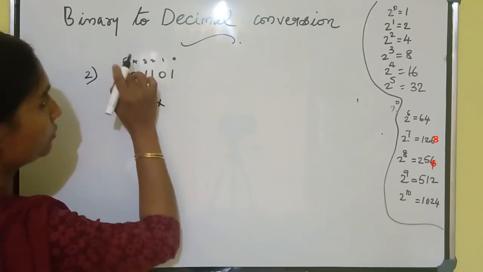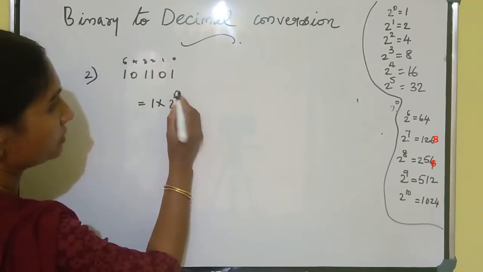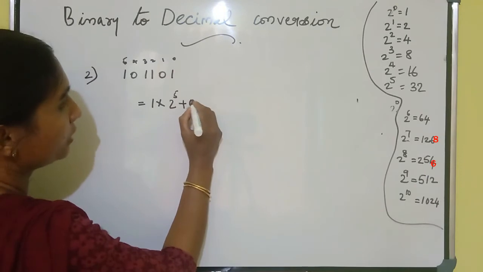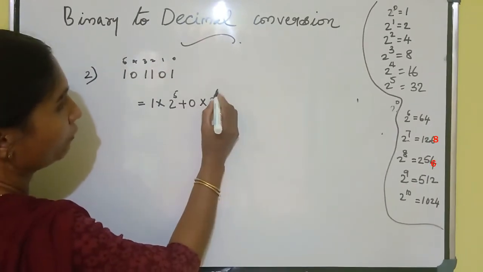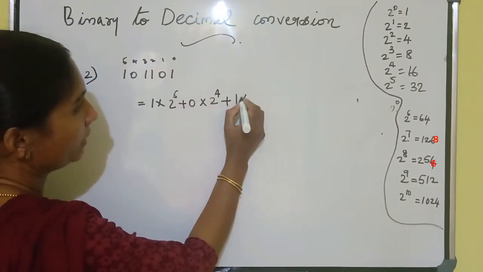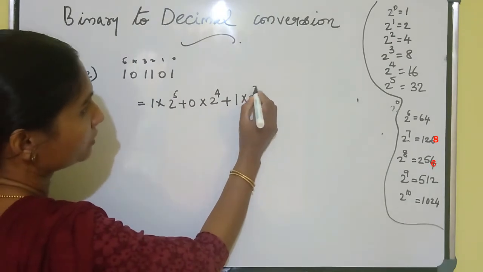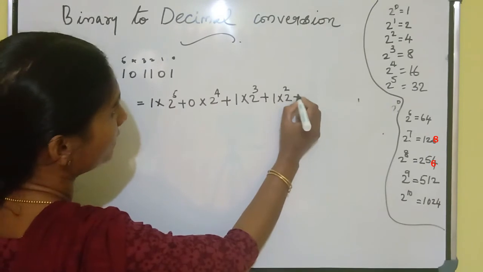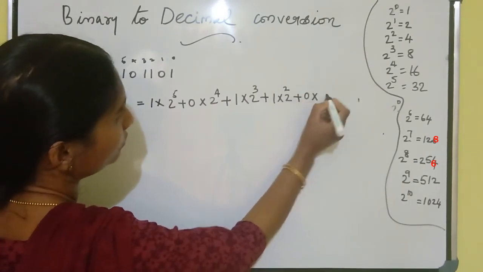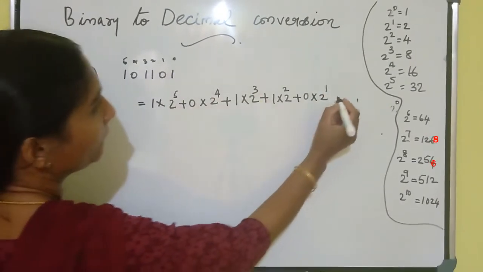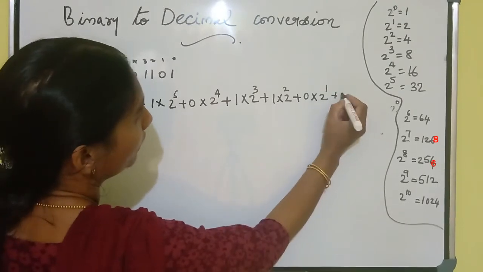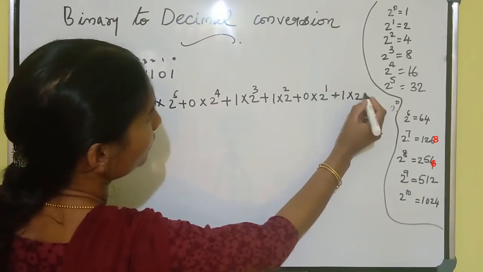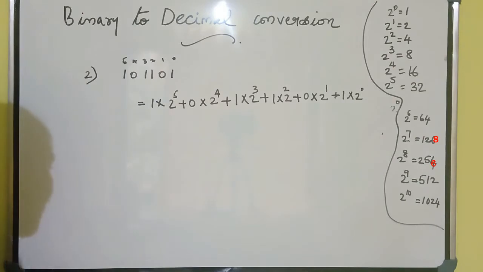1 into 2 raised to 5, plus 0 into 2 raised to 4, plus 1 into 2 raised to 3, plus 1 into 2 raised to 2, plus 0 into 2 raised to 1, plus 1 into 2 raised to 0. Like this we have to write.